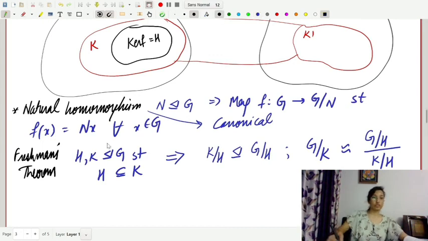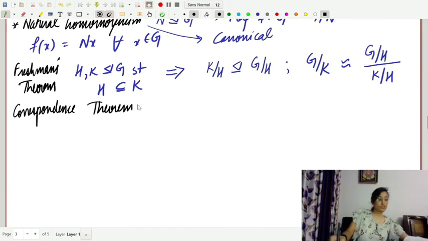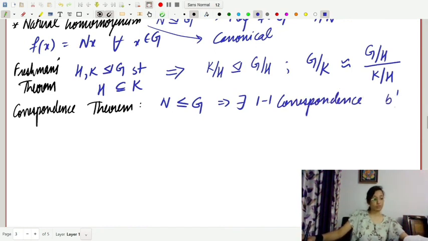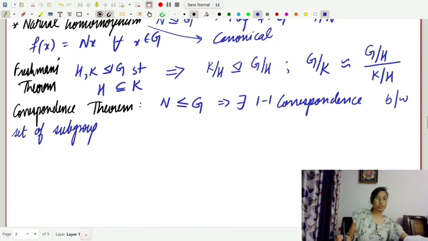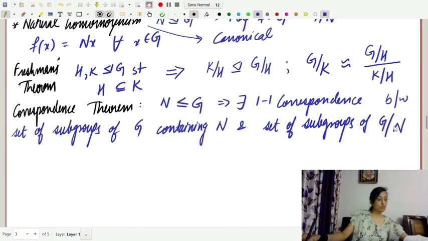Now, another theorem which we will do is the correspondence theorem, which states that if N is a subgroup of G, then there exists a one-to-one correspondence, that is a one-one onto map, a bijection, between the set of subgroups of G containing N and the set of subgroups of G modulo N.